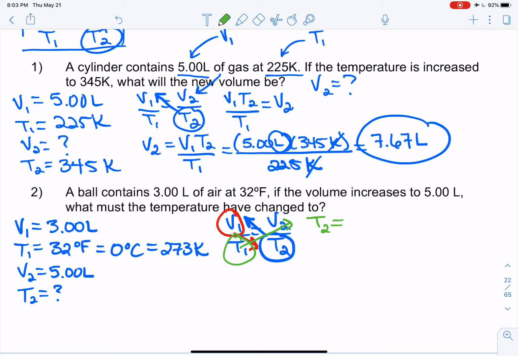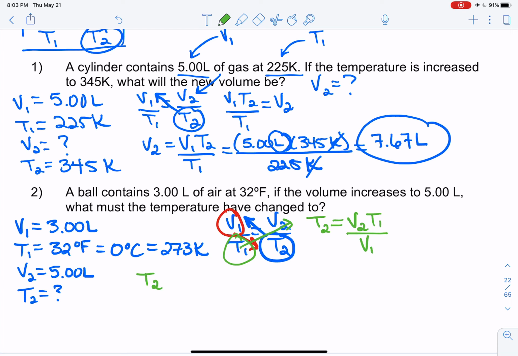And we find that T2 is equal to V2, which didn't move, it stayed there, times T1, because T1 went diagonally across the equal sign up to visit V2, and V1 moved down into the denominator. Now all we have to do is plug and chug.